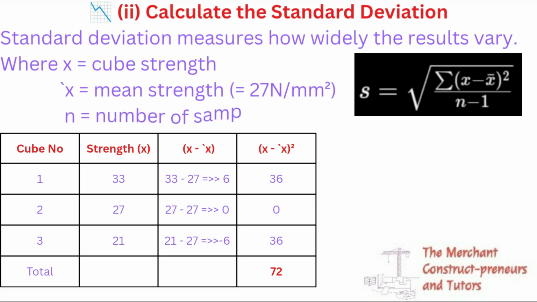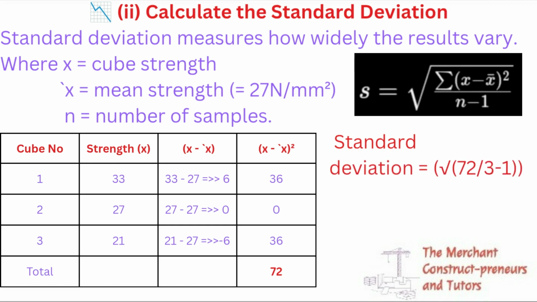So the next thing is to calculate the standard deviation. The standard deviation measures how widely the results vary. That is what we do with standard deviation. From the formula there, you can see what each annotation stands for. The X is for the cube strength, the X with the bar is the mean strength, and N is for the number of samples. As you can see from the table, we have the cube numbers, the strength, the standard deviation, and the square of the difference between the cube strength and the mean strength.